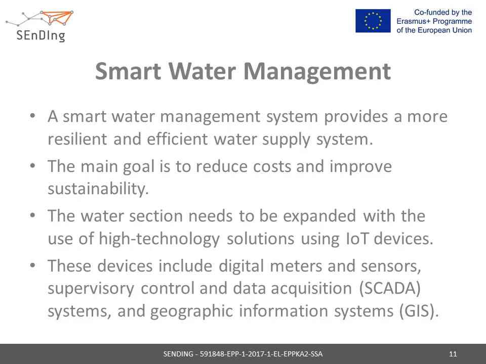A smart water management system provides a more resilient and efficient water supply system. The main goal is to reduce costs and improve sustainability. In order to achieve this, the water section needs to be expanded with the use of high-technology solutions using IoT devices. These devices include digital meters and sensors, supervisory control and data acquisition, SCADA systems, and geographic information systems, GIS.